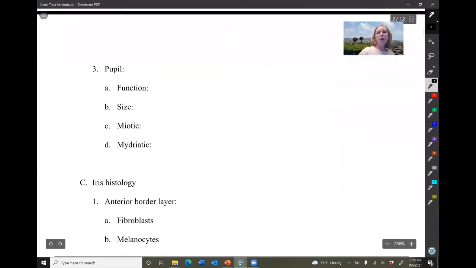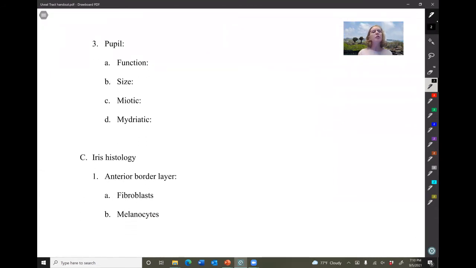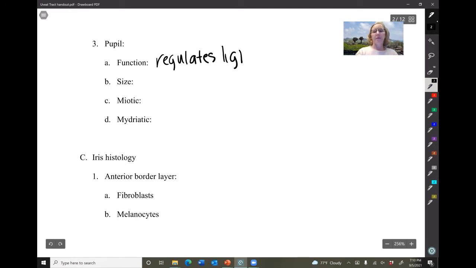Another landmark that's pretty important of the iris is the pupil. The pupil regulates the light going to the retina. The size of the pupil depends on the lighting. The pupil may be anywhere from 1 millimeter to 9 millimeters in diameter.